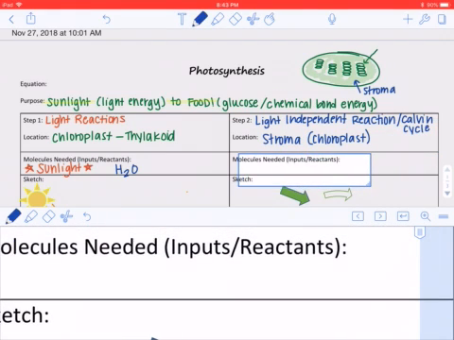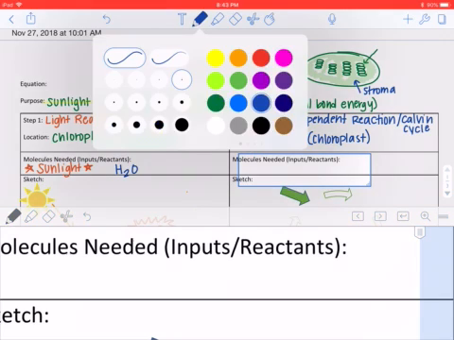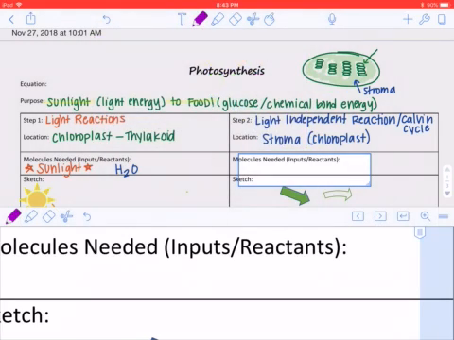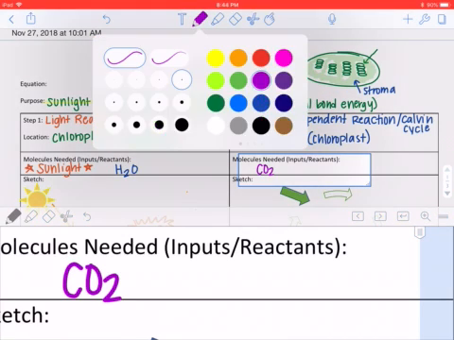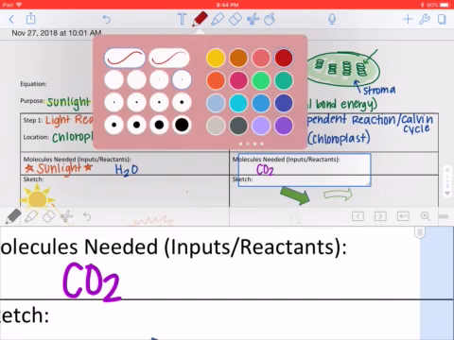Now, when we think about plants, we know that they need sunlight, they need water, and then they breathe in a different compound. We breathe in oxygen. Plants are going to end up breathing in carbon dioxide. And carbon dioxide is going to come into play in this step here.